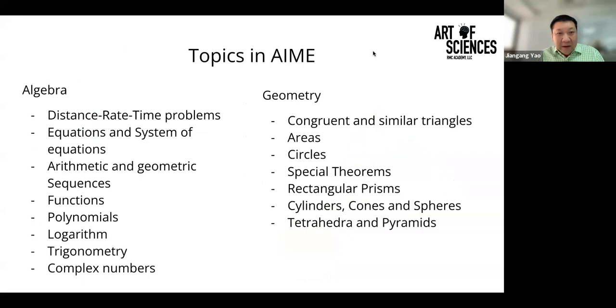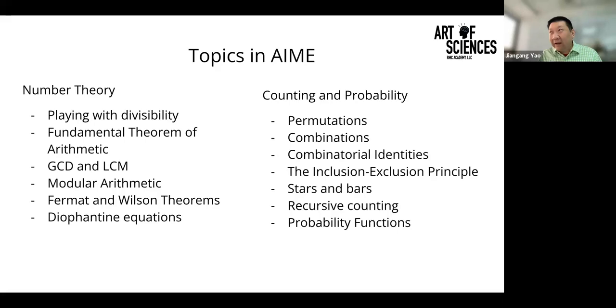Our course is a 5-day course with 4 major topics. We have 2 days for geometry, 1 day for algebra, and 1 day for number theory and counting and probability. Basically every day we will have 10 lecture problems and 5 homework problems, and that will form the whole course.